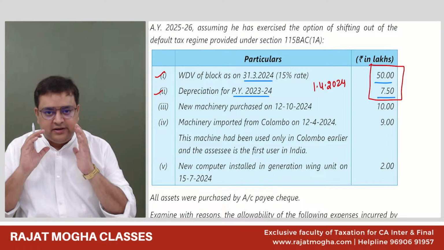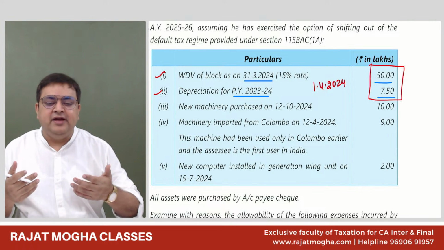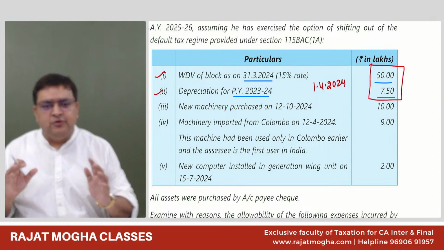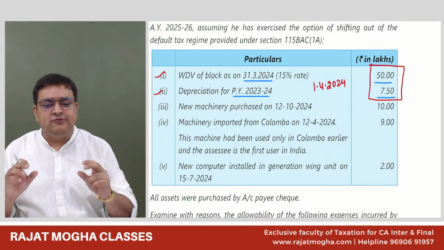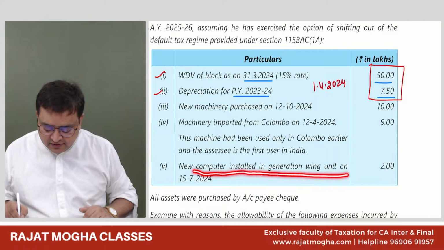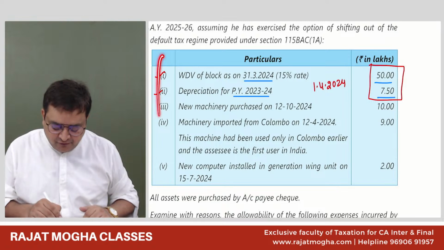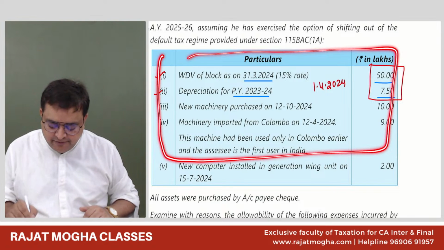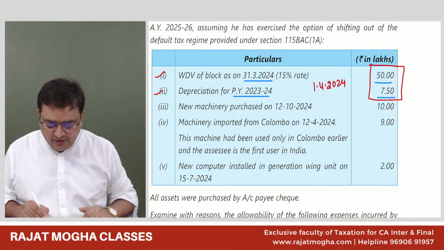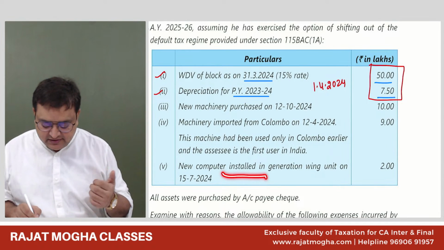So we have to give this statement to the examiner. We have to tell him why we are not charging additional depreciation, and we don't have to write two big notes, just simple notes. We have to just intimate the examiner. Then fifth is new computer installed in generation wing on 15/7/24, 2 lakh. For all these things, these are machinery, 15% rate. And on computers, what is the rate of depreciation? Please let me know. 40%. Very nice. Okay, 40% is the rate.